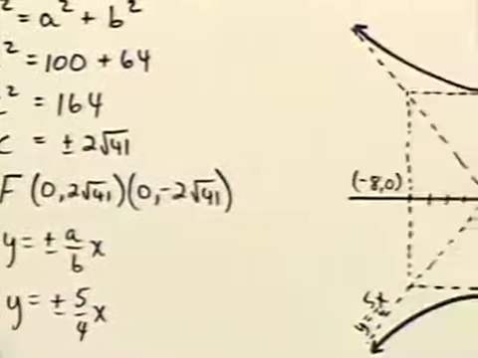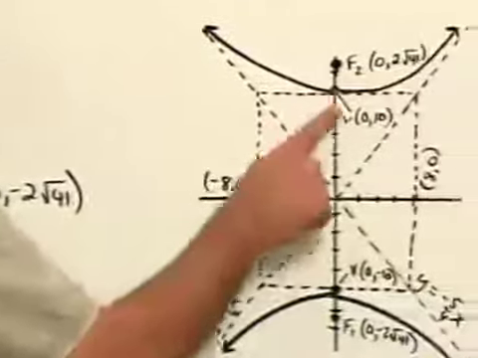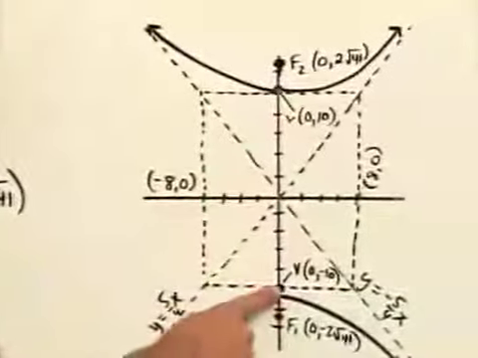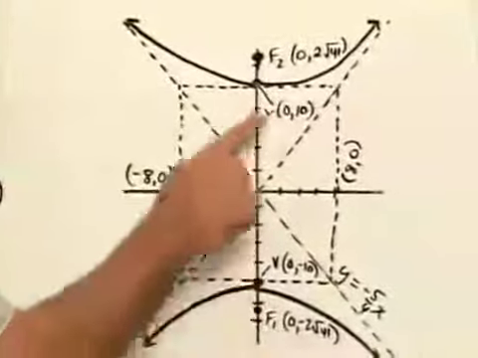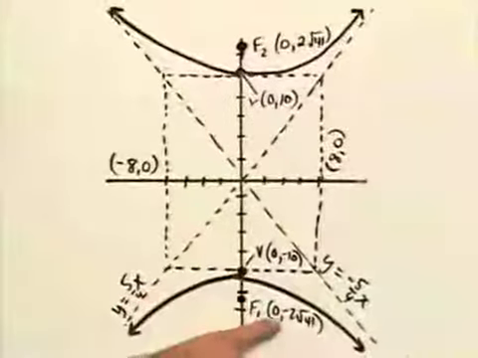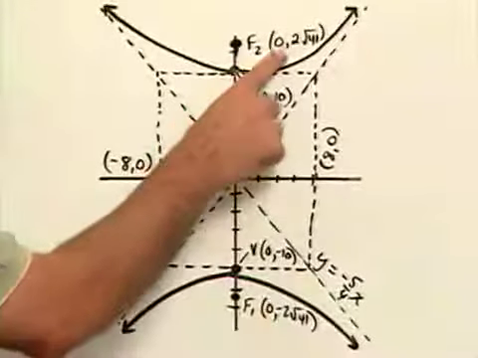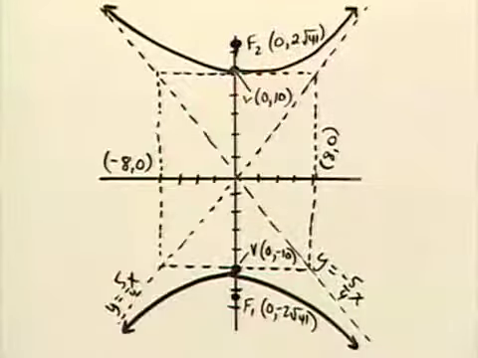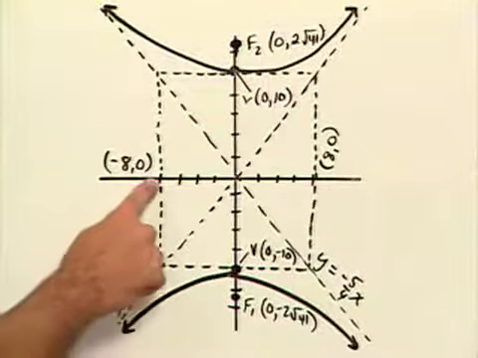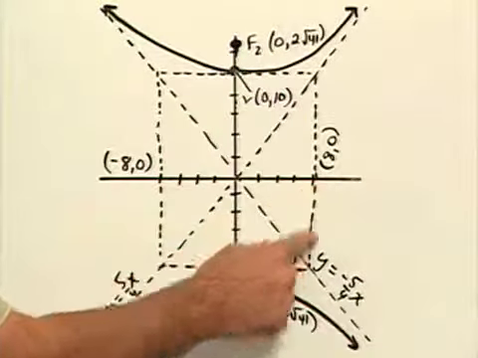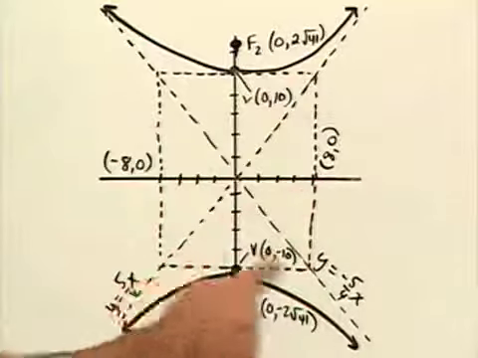So over here we have our hyperbola with vertices (0, 10) and (0, -10). We have our focus number 1, which would be (0, -2√41), focus 2, which is (0, 2√41). We also have our points (-8, 0) and (8, 0), which help us form our box here.